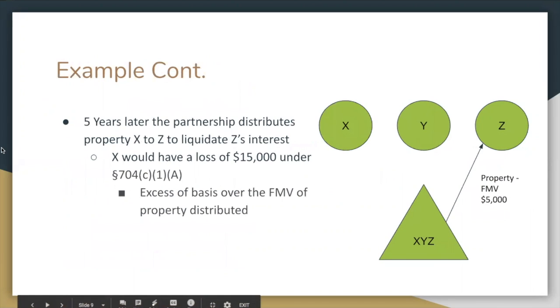So in the future, 5 years later, the partnership decides it's going to distribute property X to Z to liquidate Z's interest in the partnership. Now, going back to what Daniel said previously, since Z was not the contributing partner of property X, the partnership and partners will have to recognize this as a sale. So now X would have a loss of $15,000 because this is the amount his basis exceeds the fair market value, $20,000 minus $5,000, and they would have to recognize the loss on this transaction.